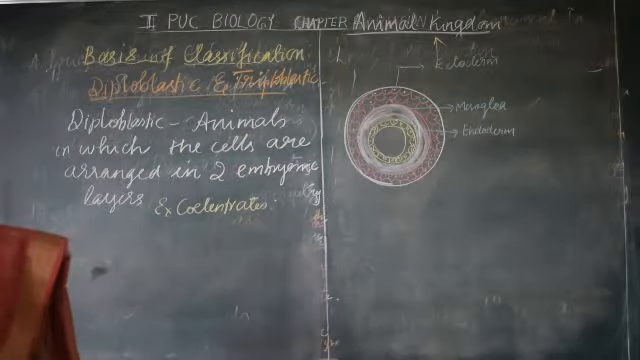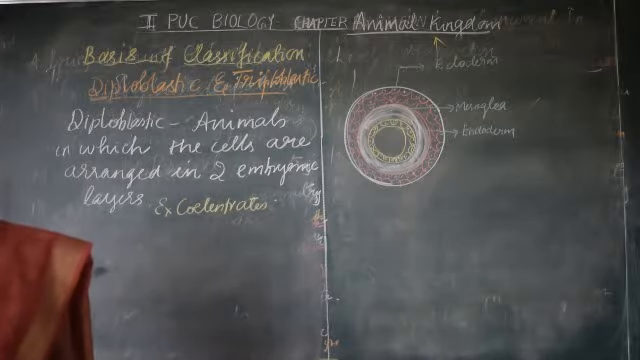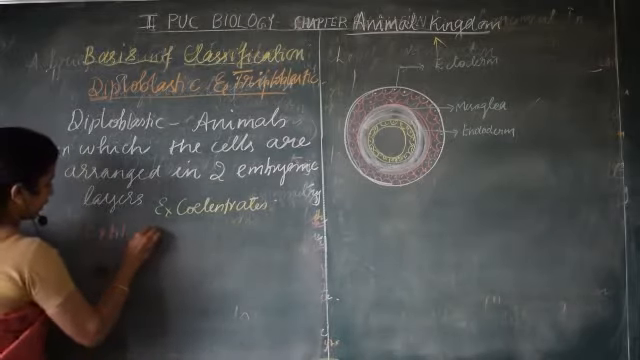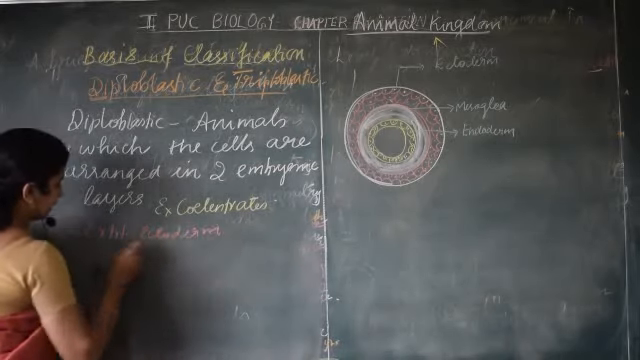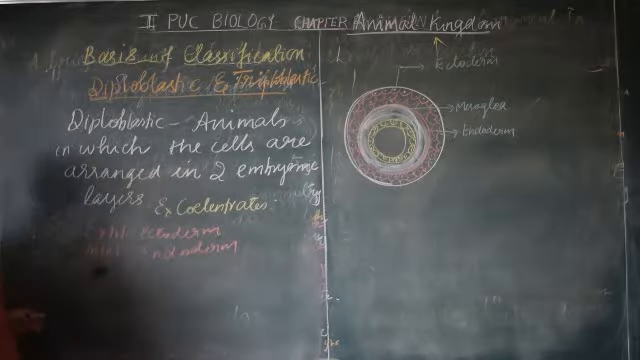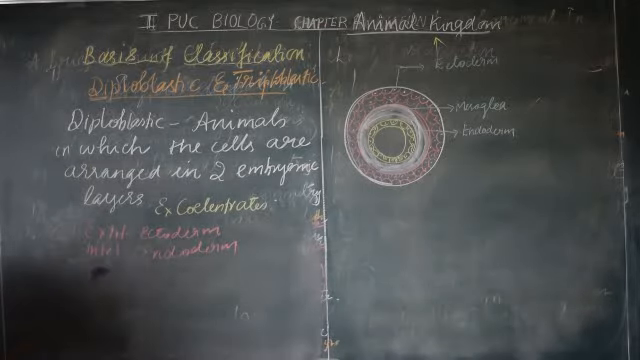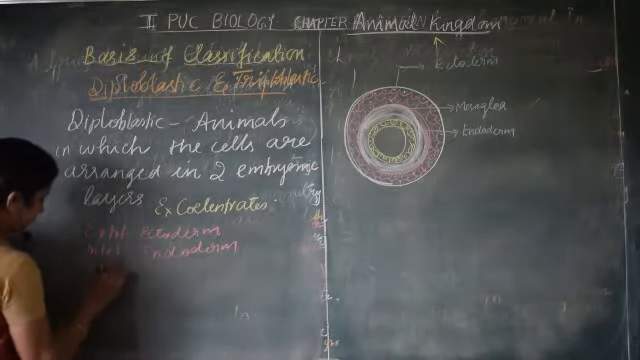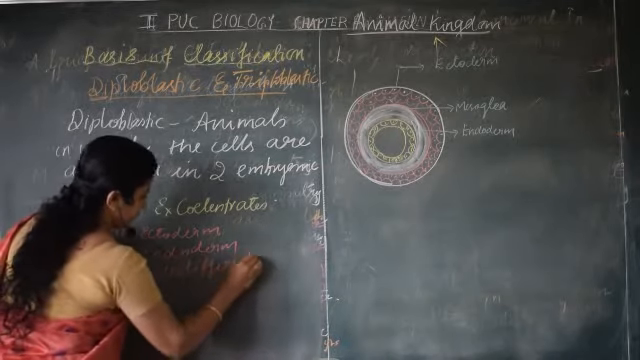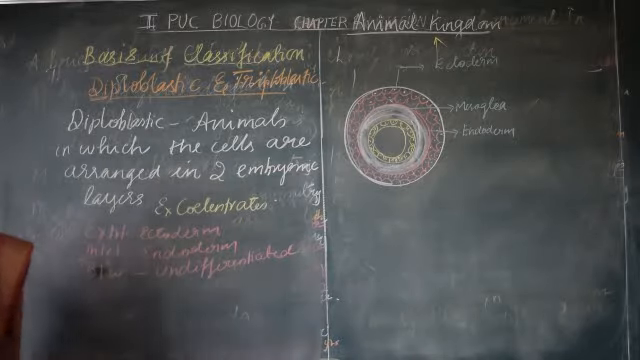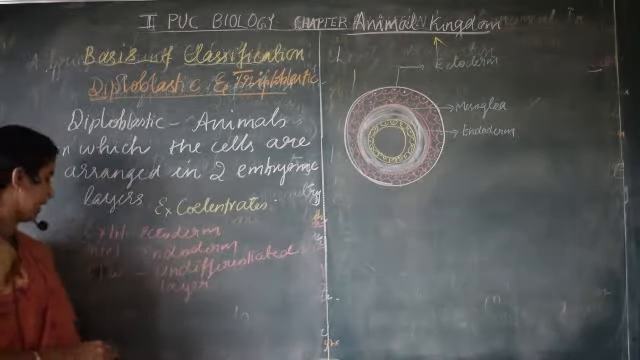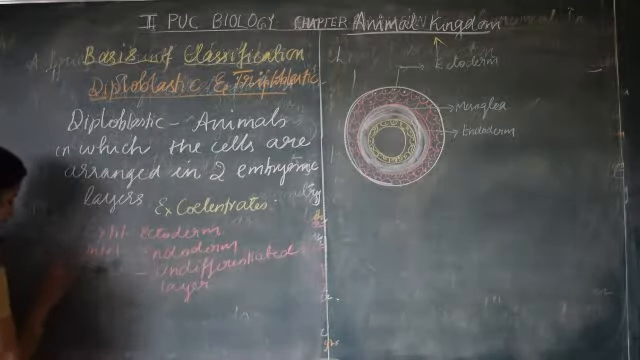So in the animals in which the cells are arranged in two embryonic layers, external ectoderm and internal endoderm, and in between them, between ectoderm and endoderm, there is an undifferentiated layer present, which is known as mesoglea.